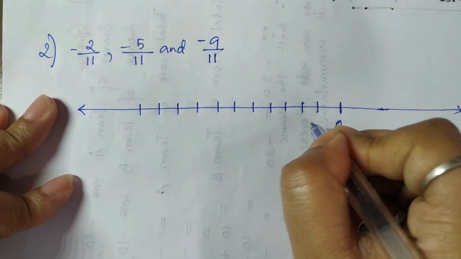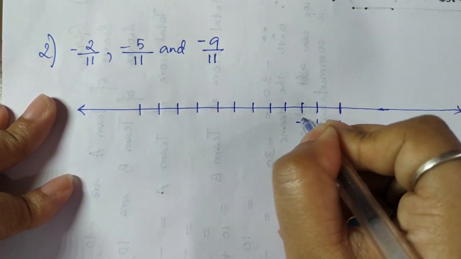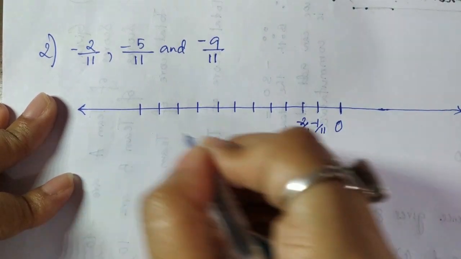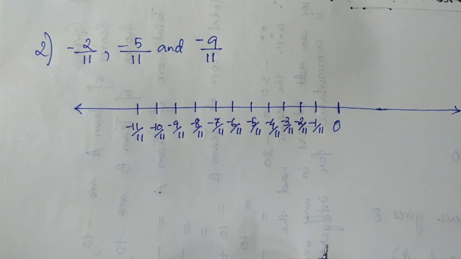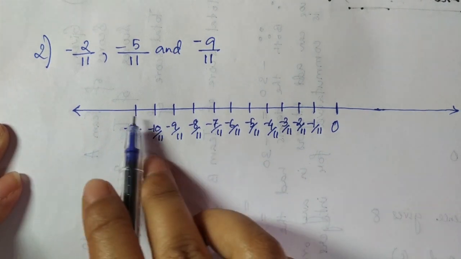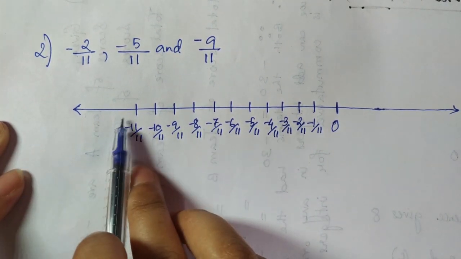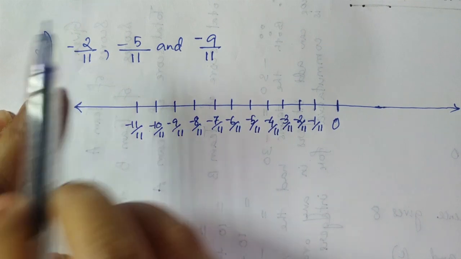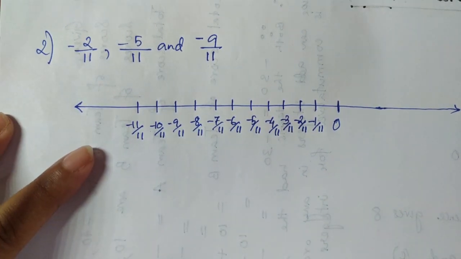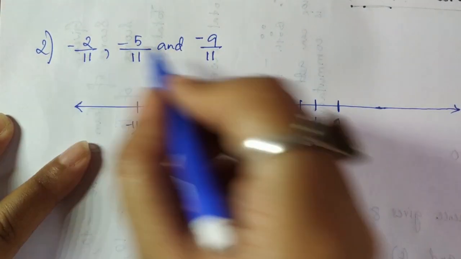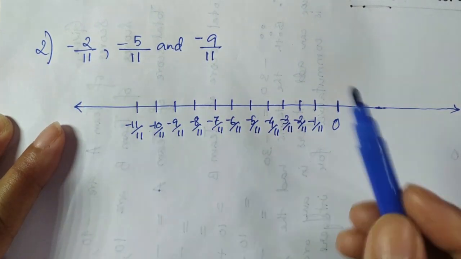Okay, so first one will be minus 1 by 11, minus 2 by 11, and so on. I'll write till 11 by 11. See this, all of this are ready now. So what is the first number? That is minus 2 by 11. So you can take a pencil. Okay, I don't have a pencil, so I'm using this. This is minus 2 by 11.